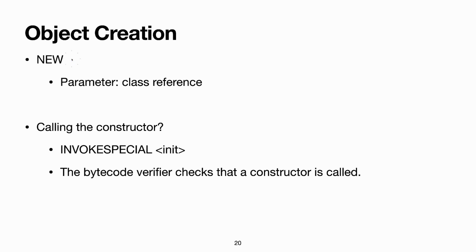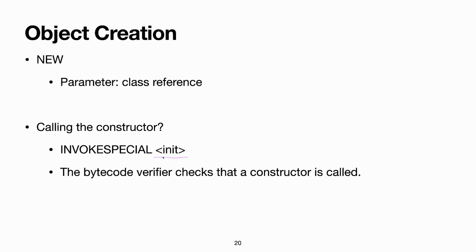There's an instruction called new, and this instruction takes an immediate parameter, which is a class reference. What new does is that it simply allocates memory for the object, but does not call the constructor. So what do you need to do to call the constructor? You have to use this instruction called invokeSpecial, and we're going to talk about invokeSpecial in a few slides. But use the invokeSpecial to call a method called init.